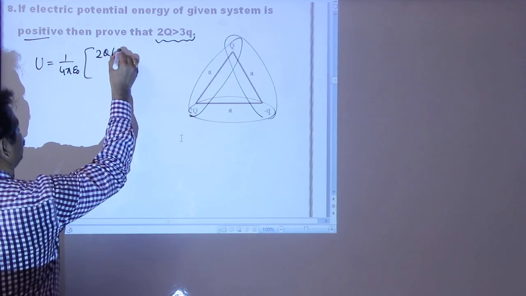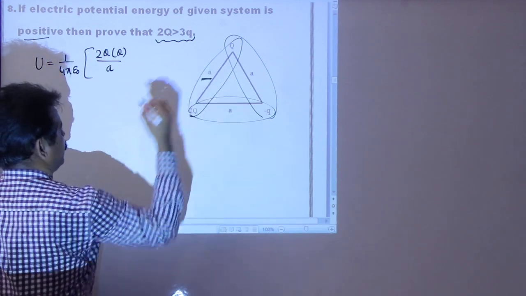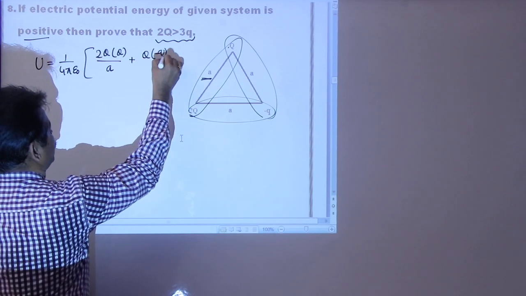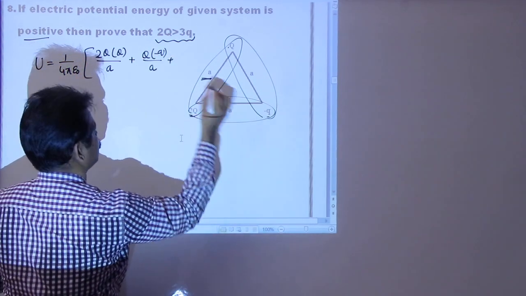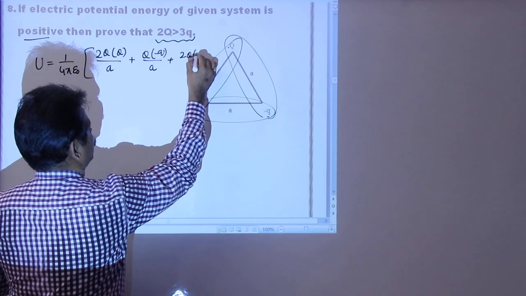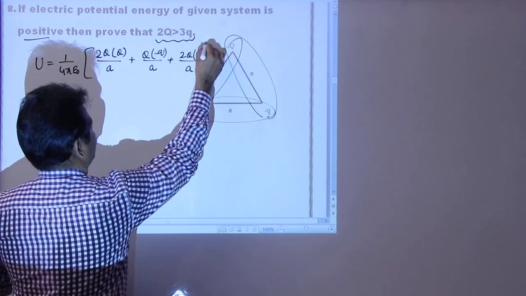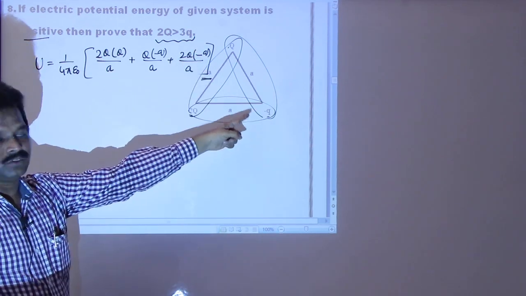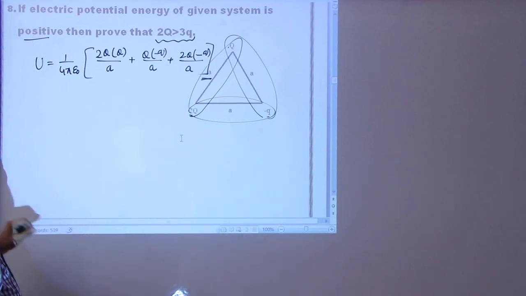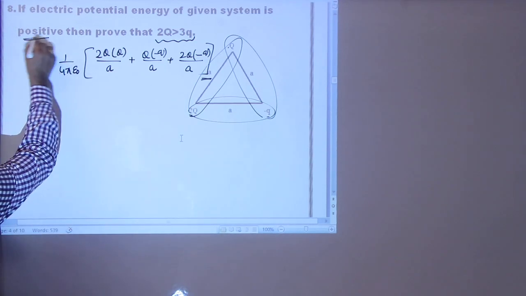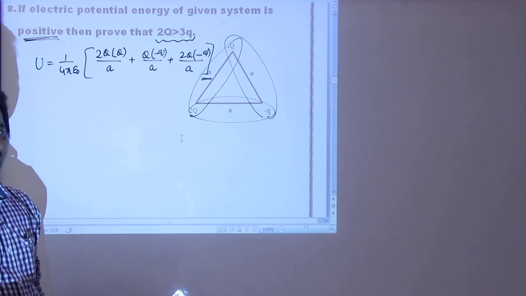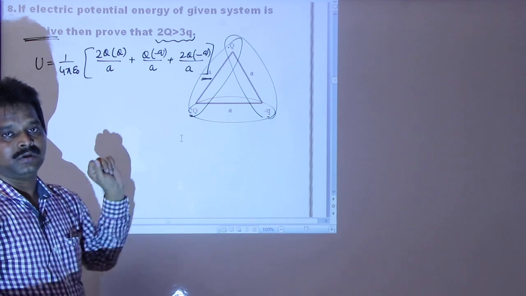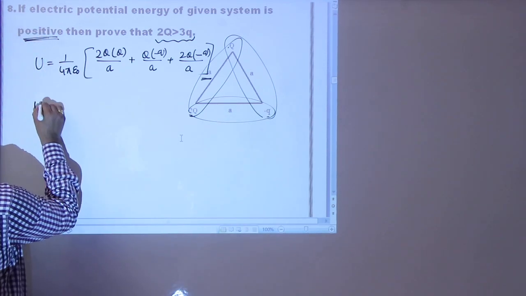So let me take 2q into q. This will be 2q into q by distance between these two, which is A. Next one, q into minus q, q into minus q by A. Next one, 2q into minus q by A. So these are the three pairs. First one 2q, next one q, minus q, next one minus q, 2q. So this is the total potential energy. But it is given that this energy is not negative. Even though one of the charges is negative, the total potential energy of the system is positive.